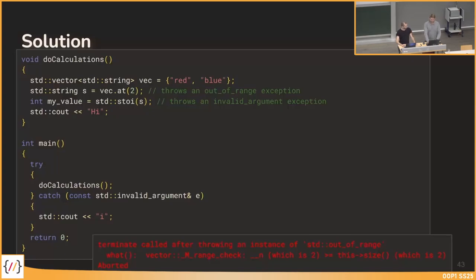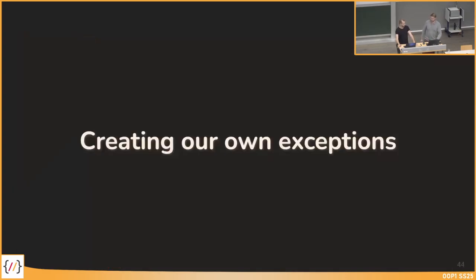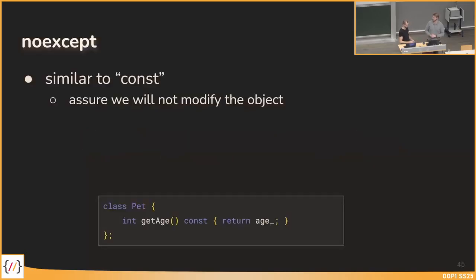Until now, we talked about existing exceptions which are in the standard library, but we can also create our own exceptions. And this is also very cool. But before, we need to know one or two keywords. One keyword is the so-called noexcept, very similar to the const.